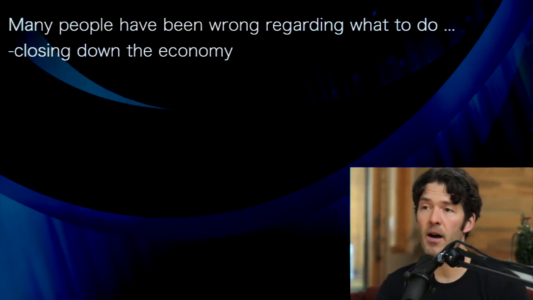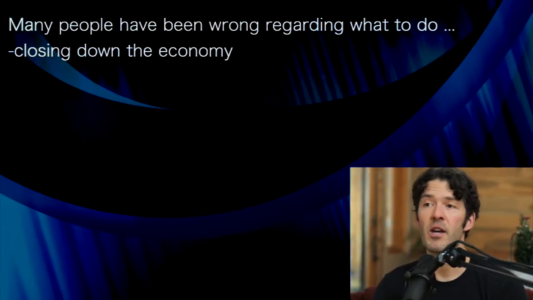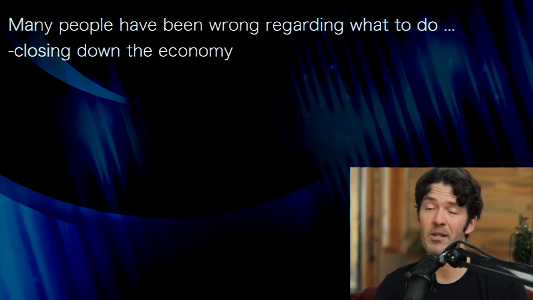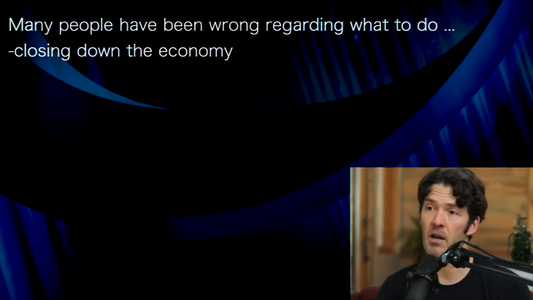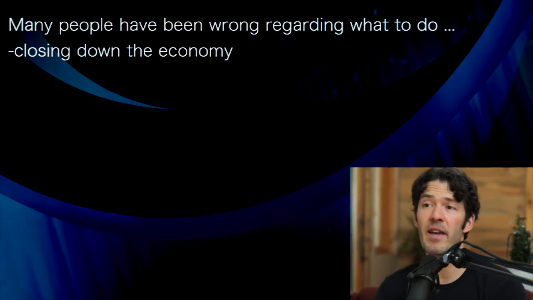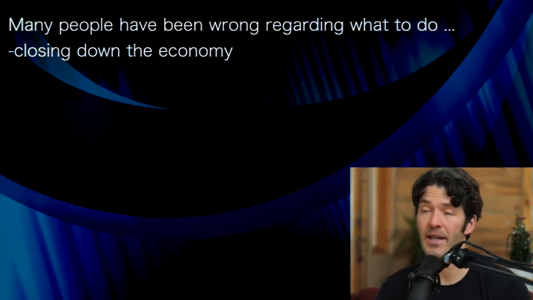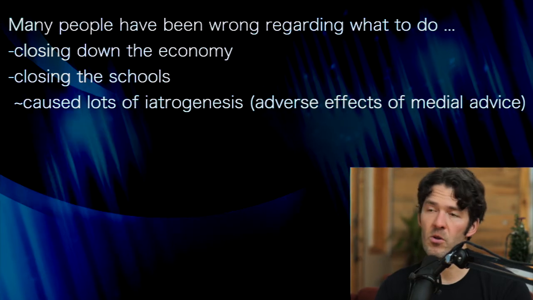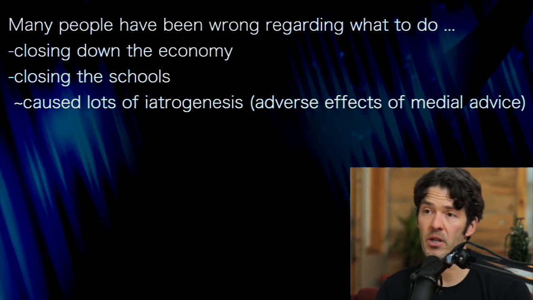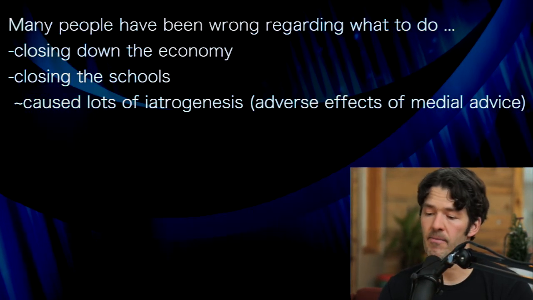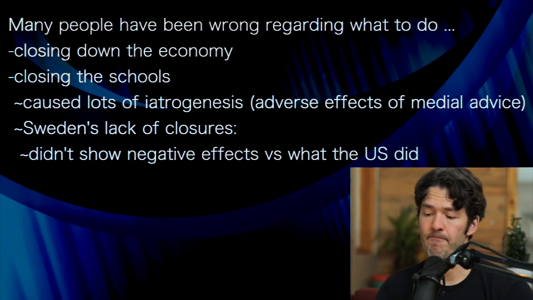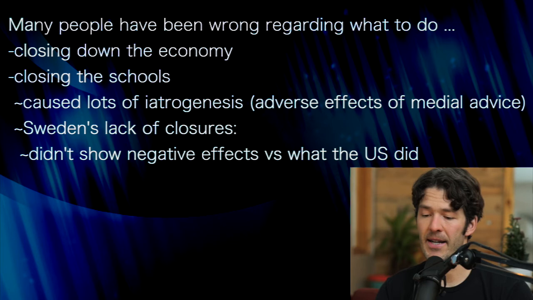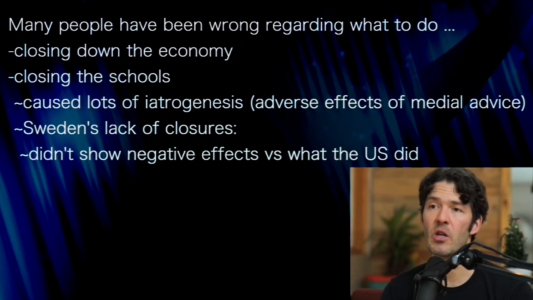And if I'm wrong, I have the right to be wrong, just as all the other health experts throughout the world. Many people have been wrong, wrong about closing down the economy, suggesting it saves lives. It just prevented transmission or delayed the onset of that. Closing schools, really bad idea. There's a lot of iatrogenesis, and there's no indication that the lack of school closures in Sweden and Europe impacted children in a negative way compared to what we did here in the US, right?